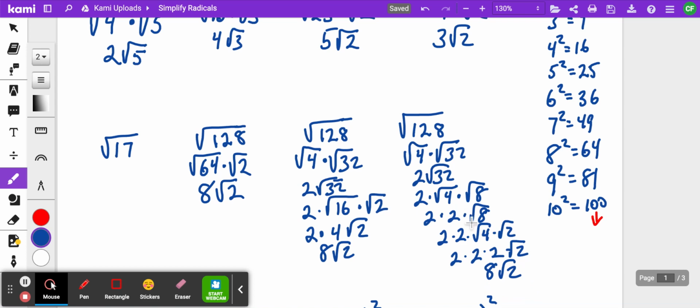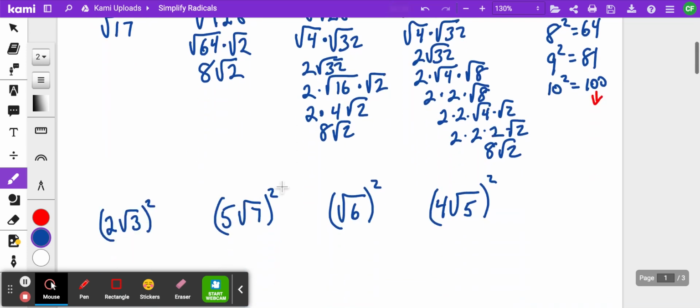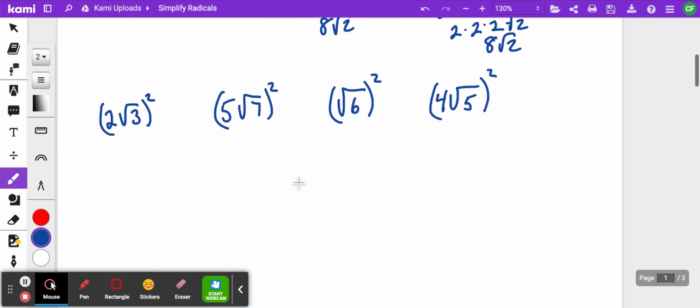So see how this one was much longer? Because you didn't get the biggest perfect square in the very beginning. Okay? All right, so now how do we go backwards here?